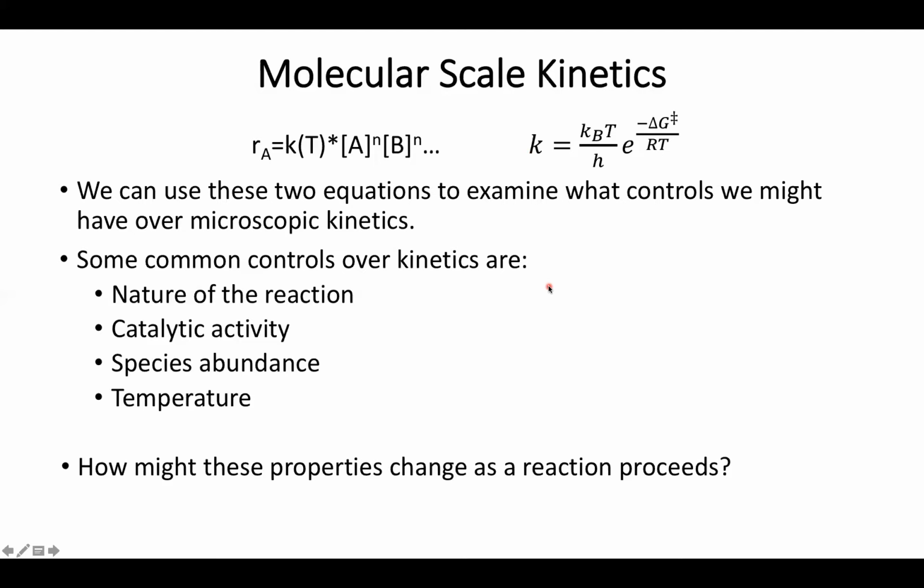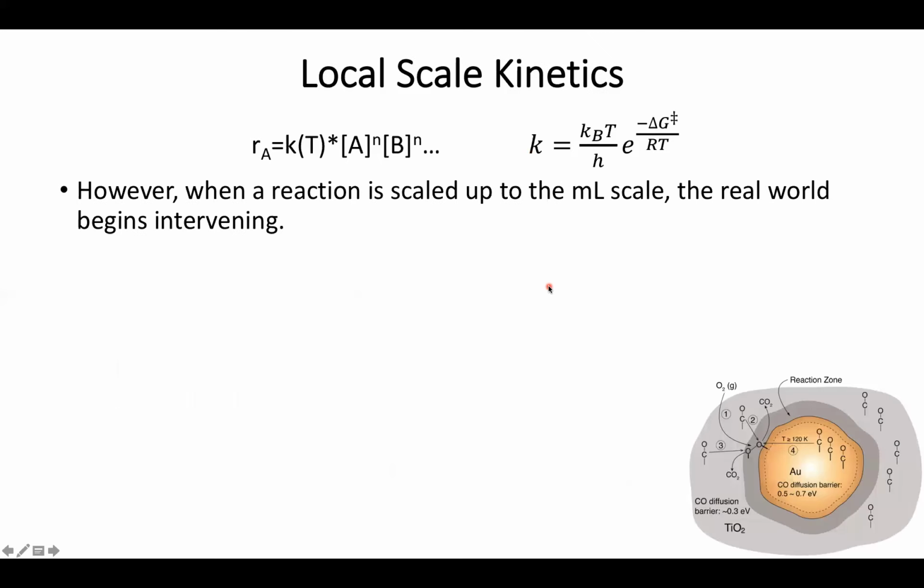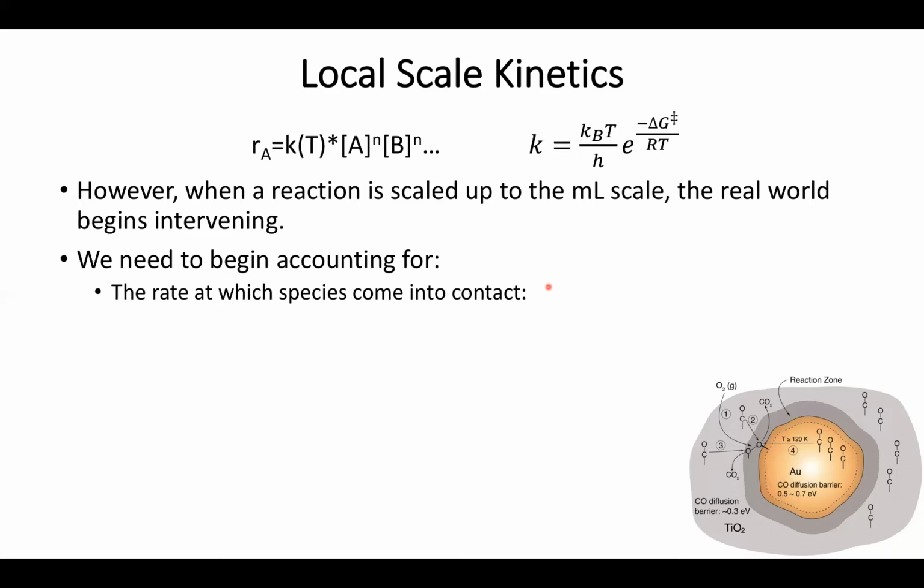However, this is all simply looking at what happens on a molecular scale. But in reality, there's a lot more things we have to worry about, especially as we move away from simple homogeneous reactions that we love talking about in chemistry. So as I scale up to the milliliter to low liter scale, I need to start accounting for several other key features. The first of which is going to be the rate at which species come into contact, because it turns out a lot of processes are diffusion limited.